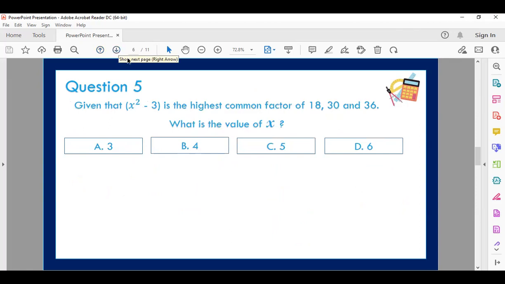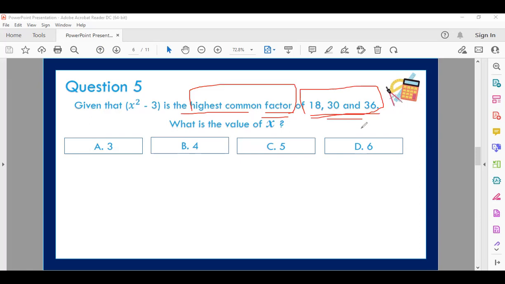Okay. Do you remember your common factor? The highest common factor, the number that can divide all these three numbers. All right, can somebody tell me what is the highest common factor for these three numbers? Rishabh, would you like to try? What is the highest common factor for 18, 30, and 36? Guys, in case you forgot, you can always go back to that very simple, easy method.